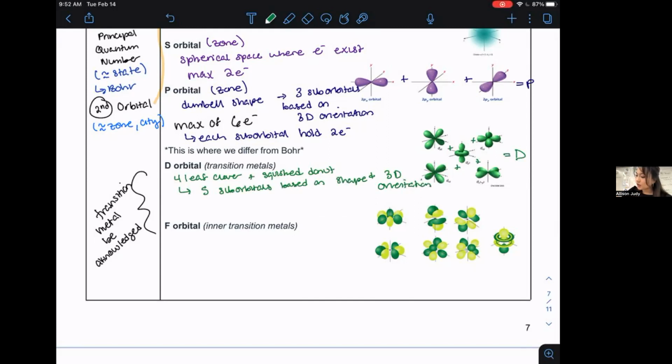So we have a max of 10 electrons. Oh, that's kind of interesting. If we look at the periodic table in the D zone, where you guys were asked to label in the video, how many boxes are in the D zone in each row? Count your boxes.